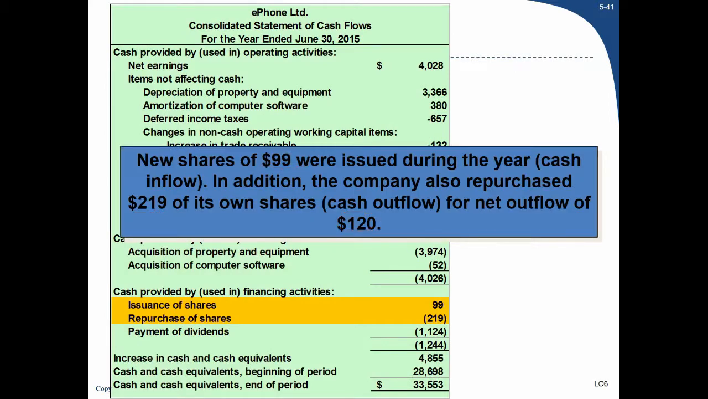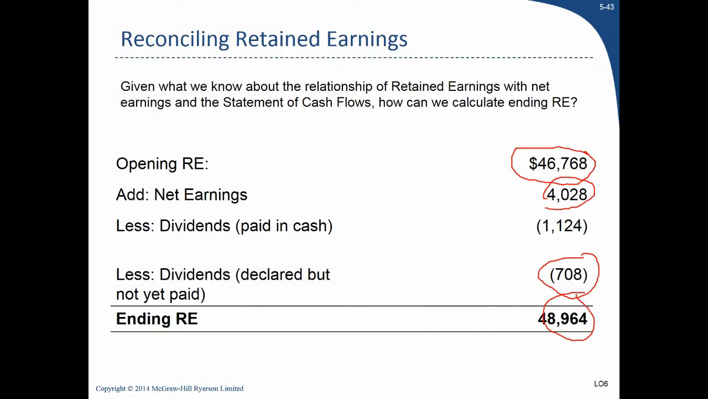So the missing piece here is we must have paid more dividends, because if you were to take opening retained earnings of $46,768, add net earnings of $40.28, and subtract the dividends declared but not yet paid of $708, you would get to a higher number. But you know that your ending retained earnings has to be $48,964, and therefore you calculate the dividends that were paid in cash throughout the year. I would suggest, again, building a T account to keep track of your debits and credits, because otherwise you can't do this in your head. I mean, maybe some people can, but most people can't.